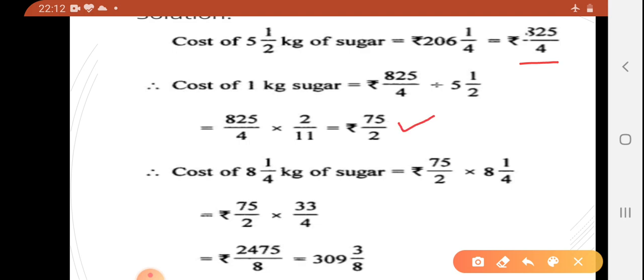Next, we have to take out the cost of 8 whole 1 upon 4 kg of sugar. 1 kg is costing 75 upon 2. The cost of 1 kg is given and we have to take out for more than 1, so we will multiply. When we multiply, we will get rupees 309 whole 3 upon 8. This will be your answer.